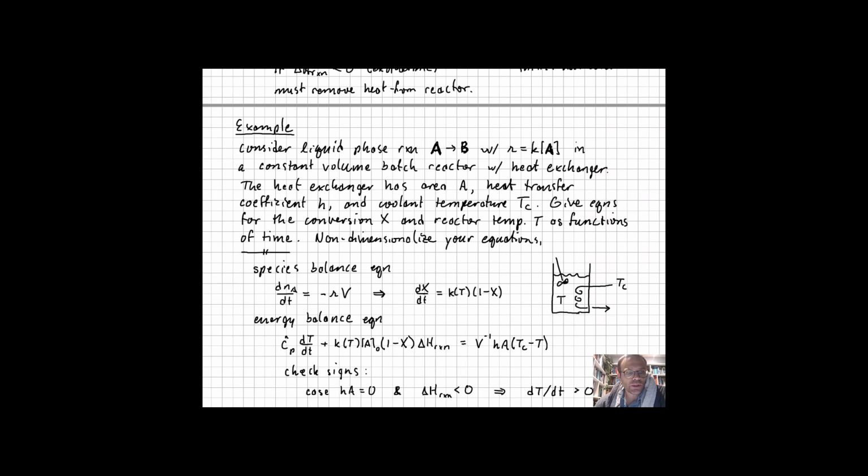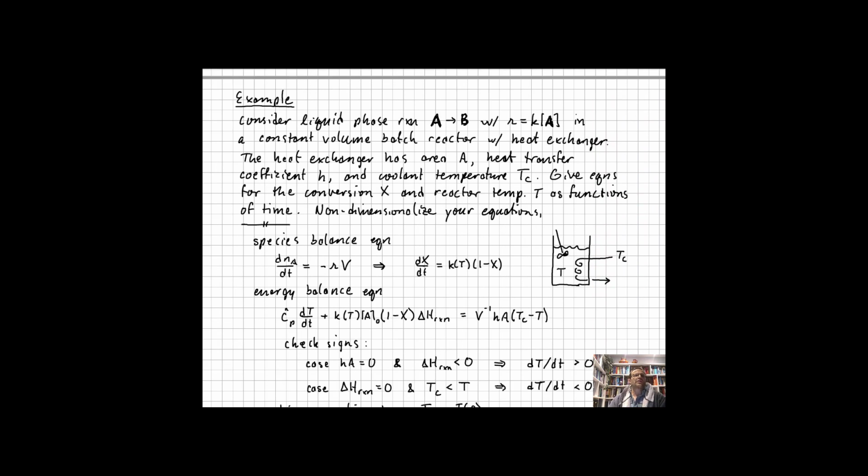Okay, in this example, we're going to think about a liquid phase reaction, again, in a constant volume batch reactor. Again, we have a reaction A goes to B with rate law r equals kC_A, but this time we have a heat exchanger, and it's given some specifications. We have an area A, heat transfer coefficient h, coolant temperature Tc, and we're going to give equations for the conversion X and the reactor temperature as a function of time.